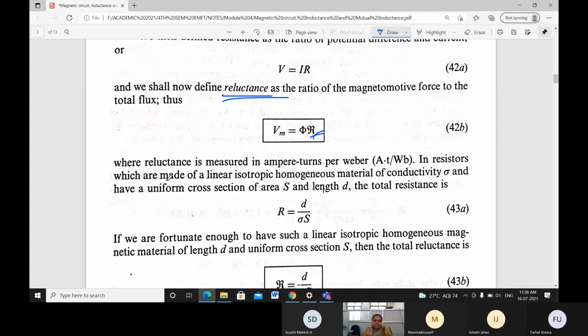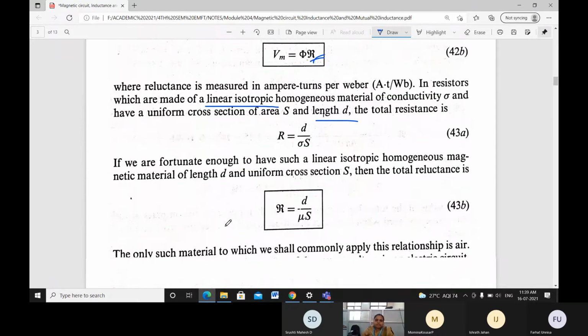In resistors which are made of a linear, isotropic, homogeneous material of conductivity sigma, having a uniform cross-section of area S and a length L, the total resistance is going to be the length divided by the conductivity with the surface area. That is, R is going to be equal to L divided by sigma S.